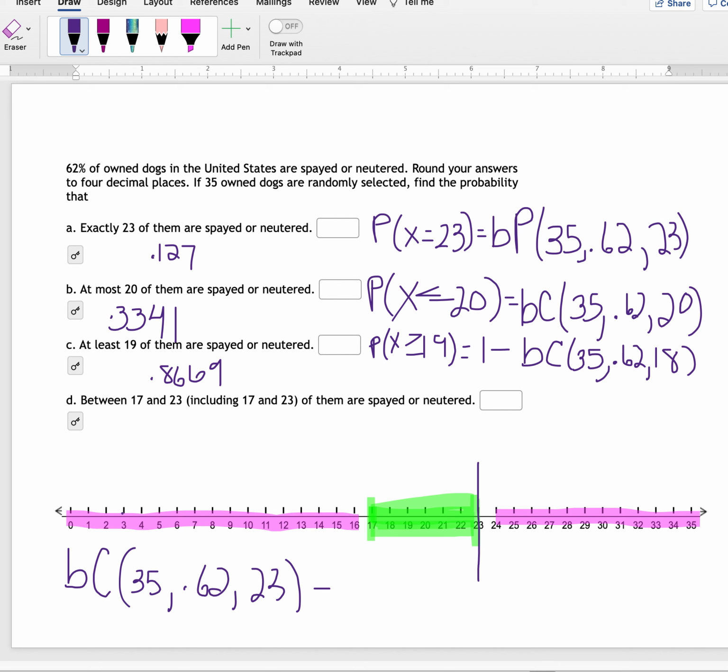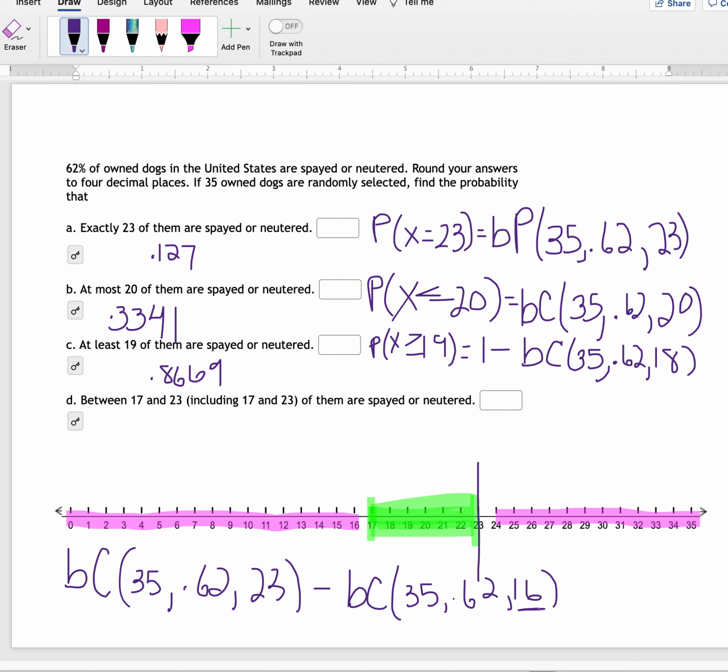I don't want 0 through 16. So I'm going to subtract off my binomial CDF, and I'm going to put in my trials is 35, my probability is 62, and I want to subtract off everything up to 16. Now, a lot of times where students make the mistake is they subtract off up to 17, which throws them off because you don't want to subtract off the 17. You want to keep the 17. The 17 is one of the values that we want. So we want to subtract off 16 and below.